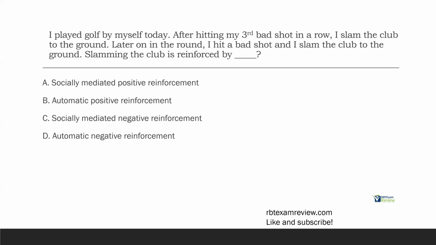It's going to be positive because we're adding this feeling or this sensation of hitting the ground. Reinforcement because the behavior is maintaining or increasing. So slamming the club is reinforced by automatic positive reinforcement. Kind of a tricky question, okay? If you got that one right, good for you, right? If not, go back, review socially mediated versus automatic, and review positive versus negative.